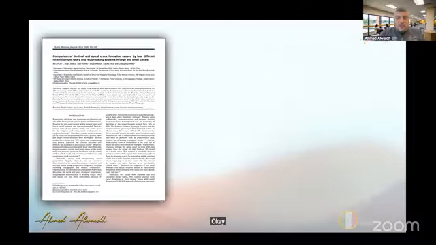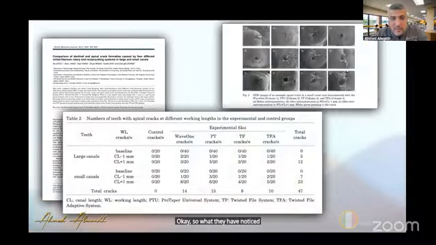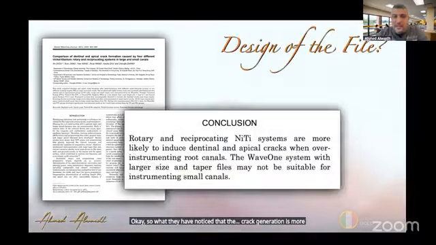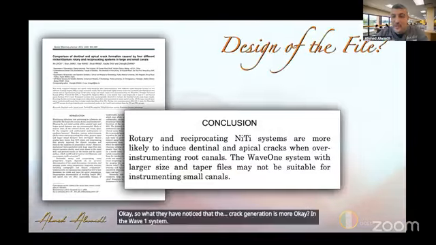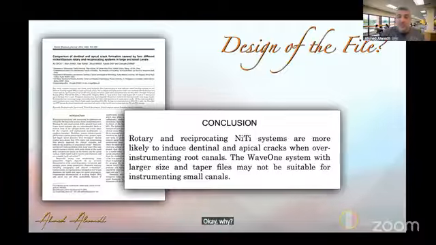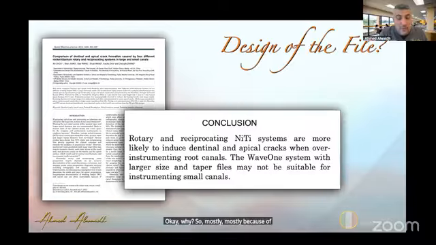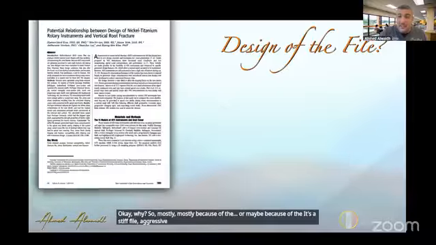Okay, so what they noticed is that crack generation is more in the Wave 1 system. Why? Mostly because, or maybe because, it's a stiff file, aggressive, the file design, we don't know.